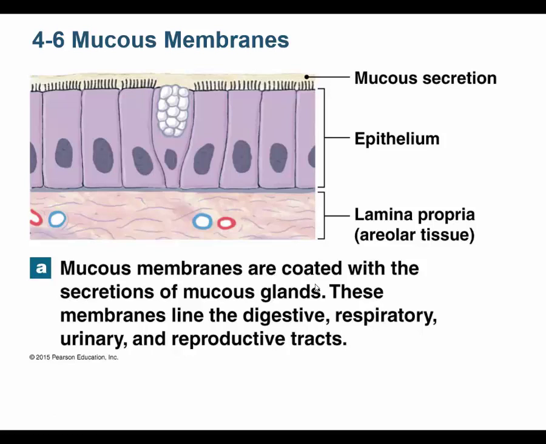Okay, this mucous membrane blown up. You can see the cells, the basement membrane, the lamina propria. You can see the mucus. This cell right here is secreting the mucus. This cell right here is called a goblet cell.